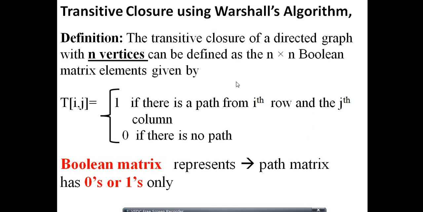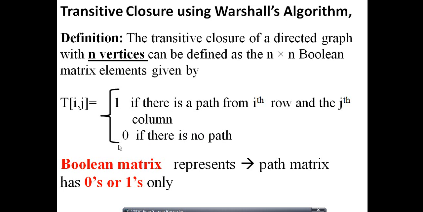What do you mean by Warshall's algorithm? See here, the transitive closure of a directed graph with n vertices can be defined as an n cross n Boolean matrix, with elements given by Tij, the transitive closure with ith row and jth column, being 1 if there is a path from the ith vertex to the jth vertex, otherwise it is 0. 0 means there is no path from one vertex to the other, in that case we put 0. If a path exists, then we add the value 1.